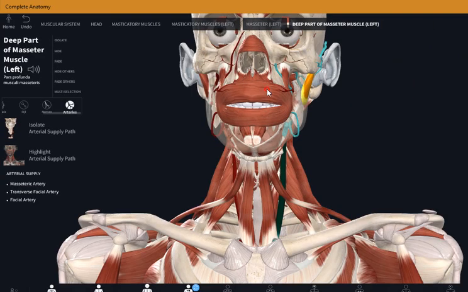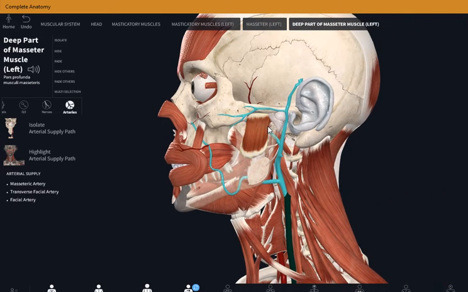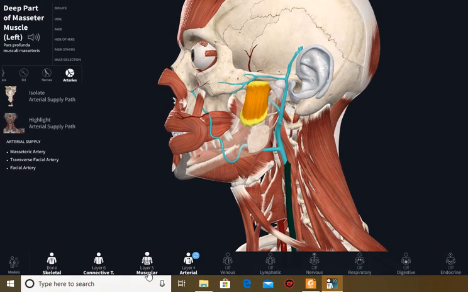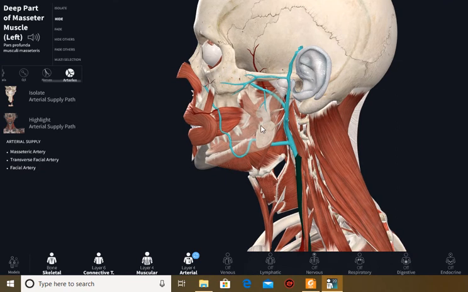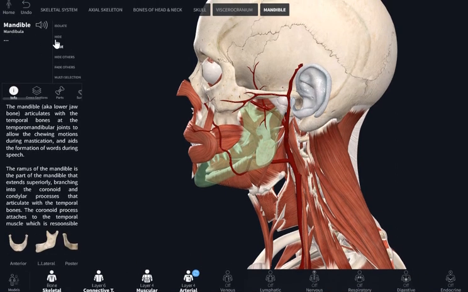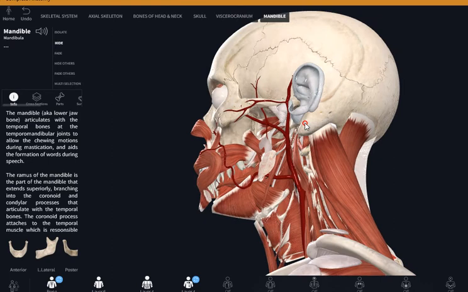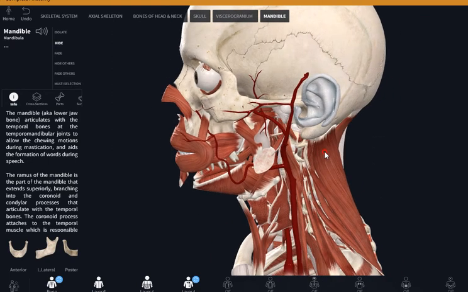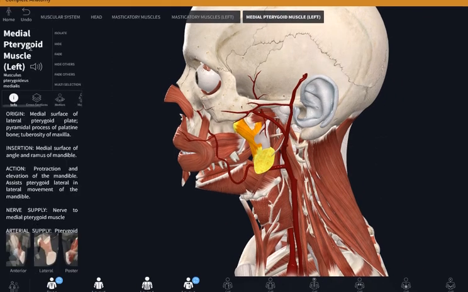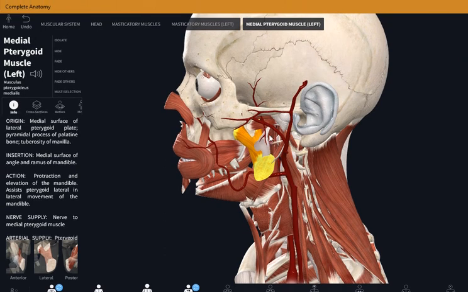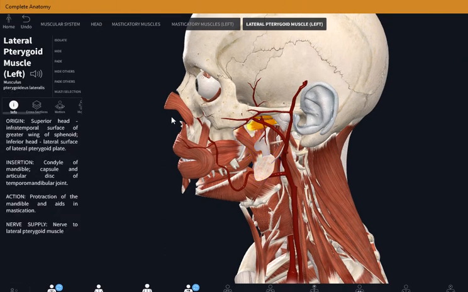So now, going again more deep, we have other muscles here. Let's take the mandible and hide it. When we hide the mandible, you can see another muscle here. This muscle is the medial pterygoid muscle, and this other muscle here is going to be the lateral pterygoid muscle. So now let's see the medial pterygoid muscle.